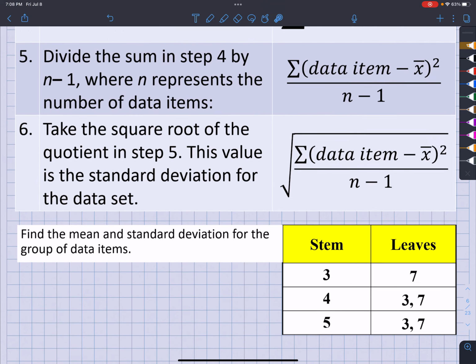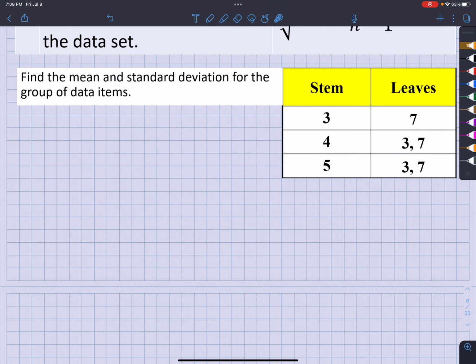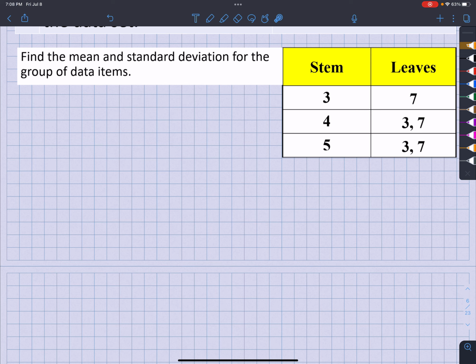First things first. I'm given a data set that is in stem and leaf form, okay? So let me go ahead and list out the data. Here I have 37, 43, 47, 53, and 57.